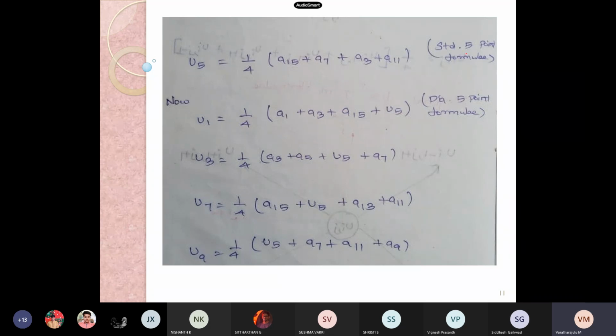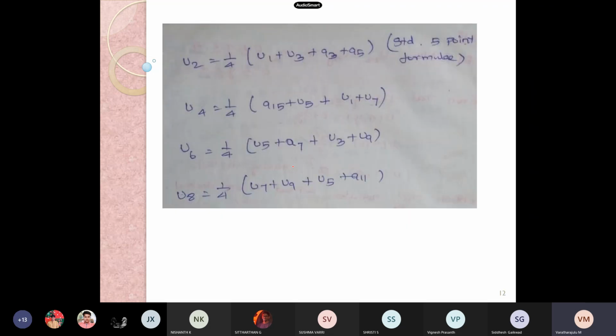U5 can be calculated with the aid of the standard 5-point formula, U1, U3, U7, U9 can be calculated with the diagonal 5-point formula, and the standard 5-point formula is applied to find U2, U4, U6 and U8.